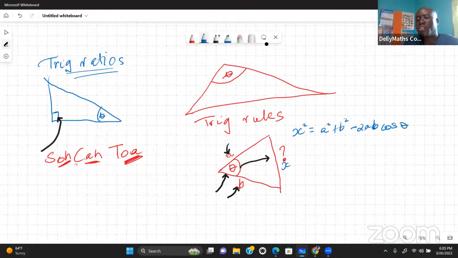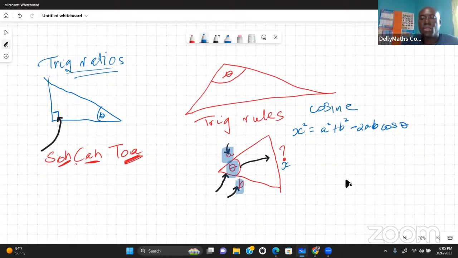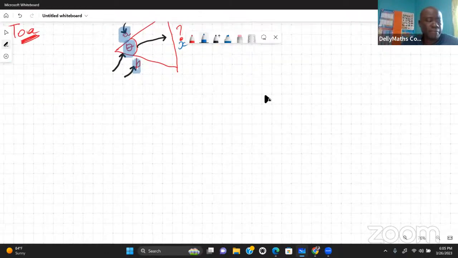So the moment you have a situation with an angle between two sides, or if you know everything in this corner, we use the cosine rule to help us out. And it's going to come out a lot. You're going to see where the cosine rule will be used so many times.